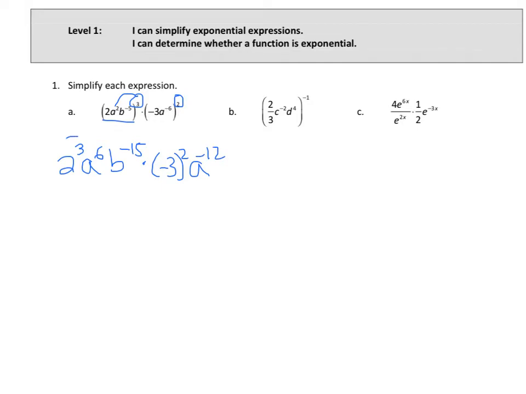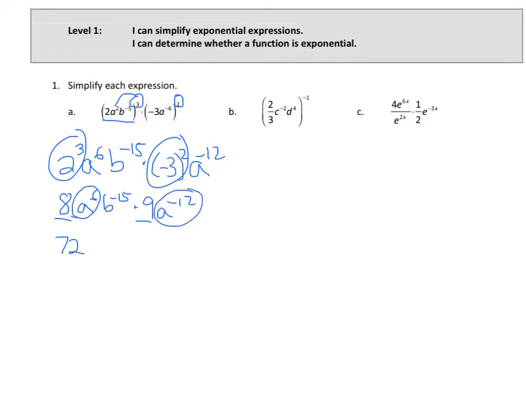Now I'm going to simplify my 2 to the third and negative 3 squared. 2 to the third is 8, so I get 8, a to the 6th, b to the negative 15th, times, and then negative 3 squared is positive 9, a to the negative 12th. I can multiply the 8 and 9 together, and that makes 72. And then when I multiply a to the 6th times a to the negative 12th, I can add the exponents. And 6 plus negative 12 is negative 6. And b to the negative 15th didn't combine with anything.